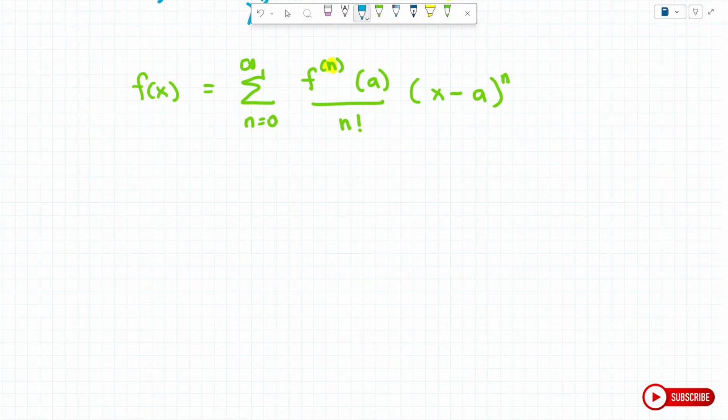So let's go through this step by step. First, the 0th derivative is the original function. So in this case, that's just 1 over x squared. And now let's go ahead and find the first derivative.